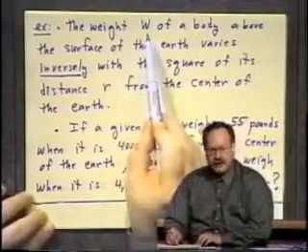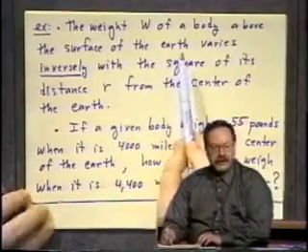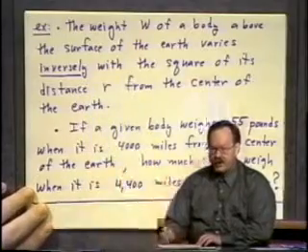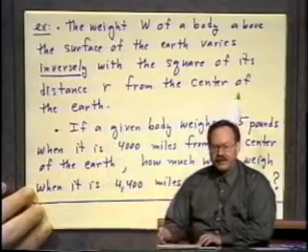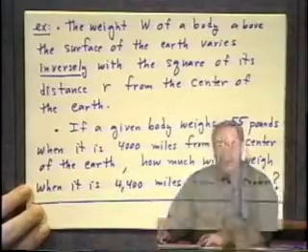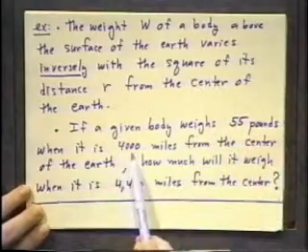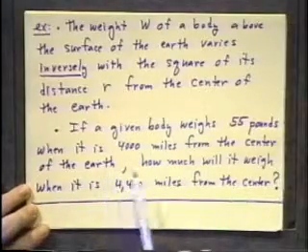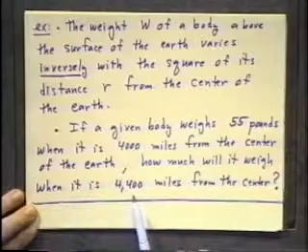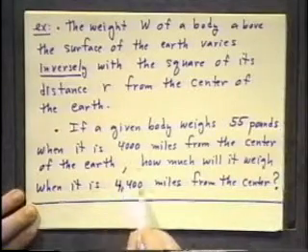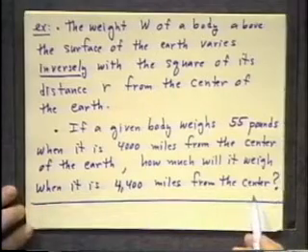The weight W of a body above the surface of the Earth, like our bodies for example, varies inversely with the square of its distance r from the center of the Earth. Now let's suppose a given body weighs 55 pounds when it is 4,000 miles from the center of the Earth. If that's true, how much will it weigh when it is 4,400 miles from the center?